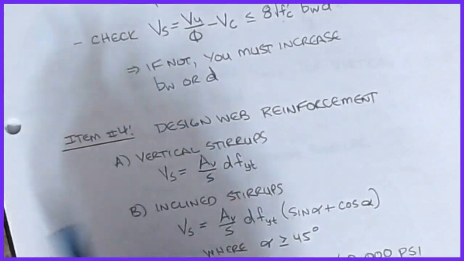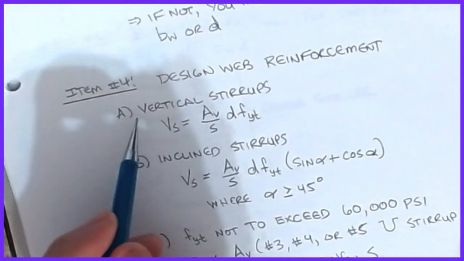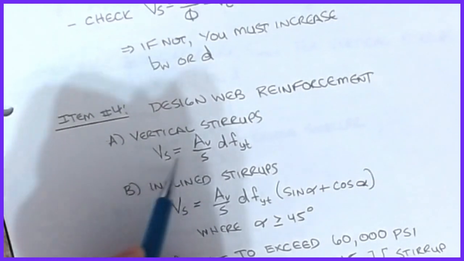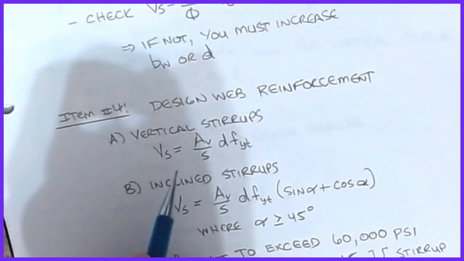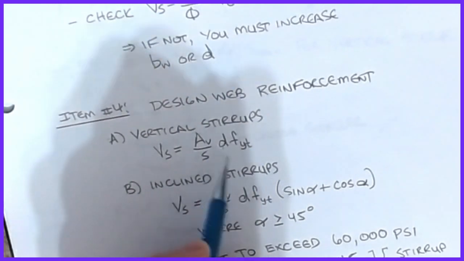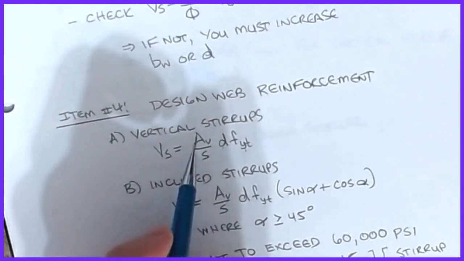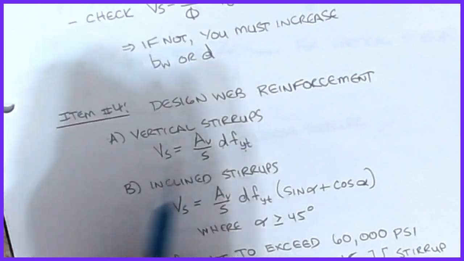Once we have that figured out, we can go in and design our web reinforcement. For vertical stirrups, the capacity from the stirrups, Vs, is going to be Av over s times d times fyt. If I know d, that's the position of the longitudinal bars. fyt is the tensile stress of the stirrup, the yield stress. And then there's this Av over s ratio that's running around.